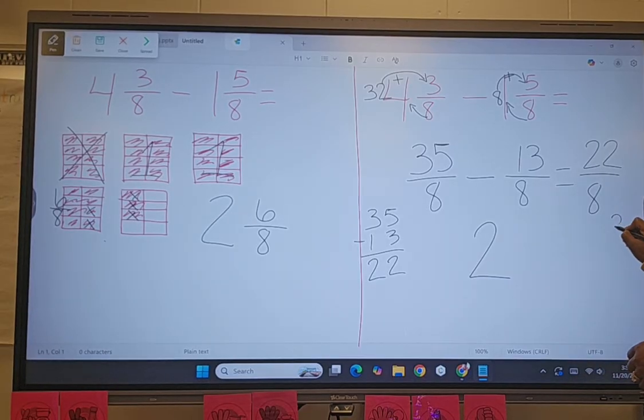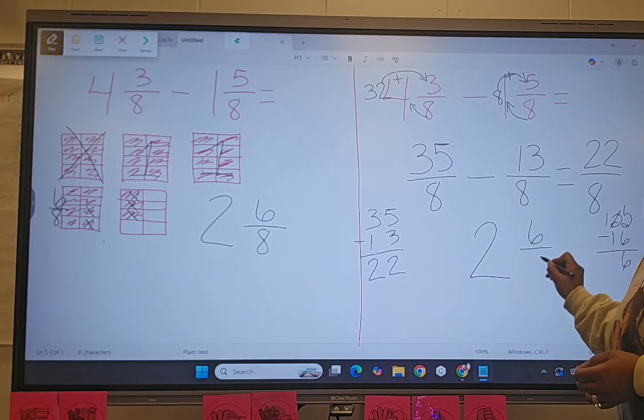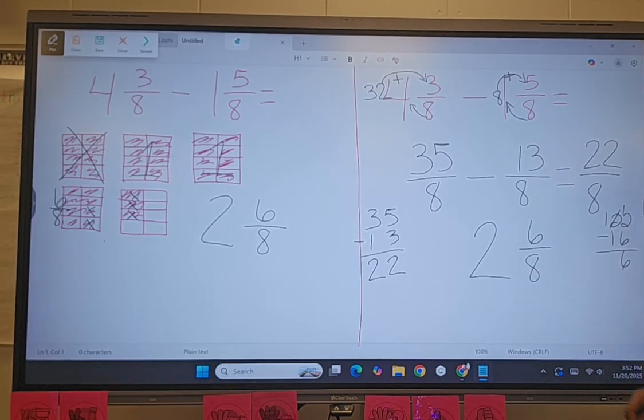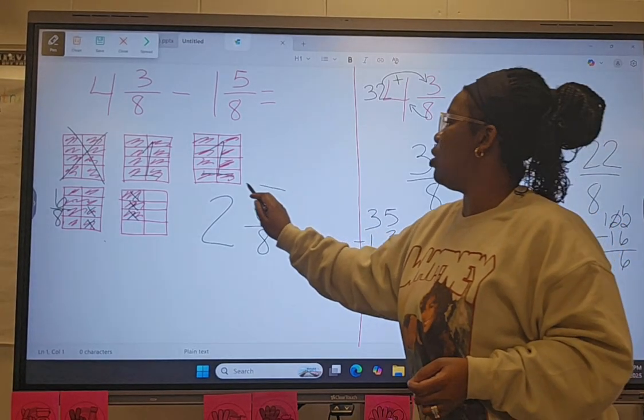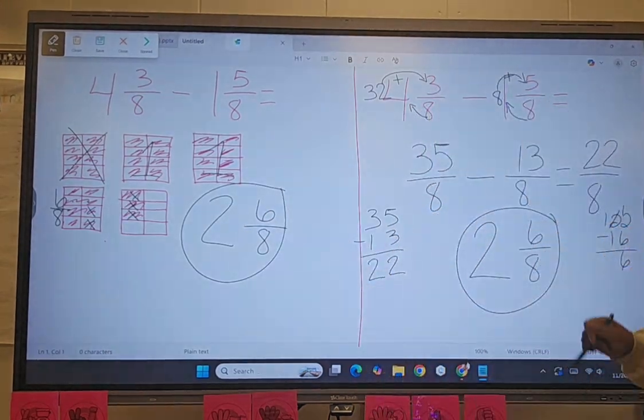And now I'm going to think about 22 minus 16 to tell me what's left over. And that's going to be 6. So 6 is left over, which gives me 2 and 6/8. And as you can see, our answers, no matter which strategy we use, we do get the same answer.